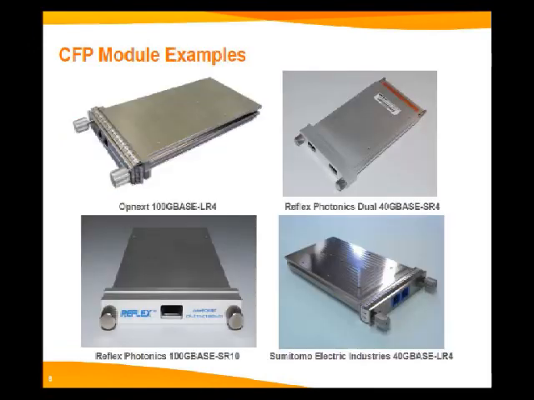And here are some examples of all the things that people are doing with CFP. Again, 100 gig and 40 gig, there's a variety of combinations. The Reflex Photonics one is kind of cool. You can see they actually put two 40 gig ports in one media module. That's an interesting thing that you can do with it. And you'll notice that on the Reflex Photonics modules, there's a weird looking connector that you might not have seen before. That's an MPO connector, and we'll talk about that in a little bit.